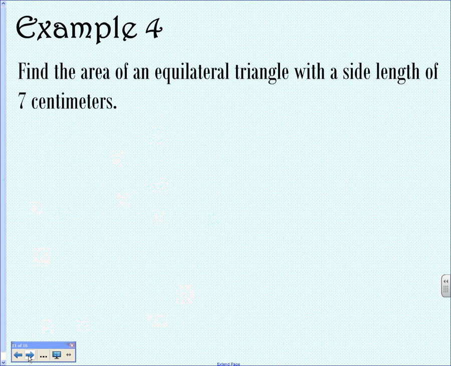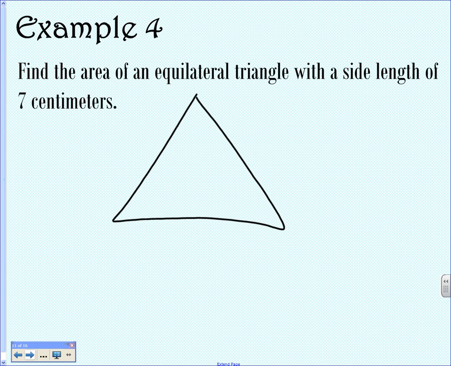Let's look at another example. Find the area of an equilateral triangle with a side length of 7 centimeters. So we're going to practice using the 1/2 ap formula on a triangle just to show you how it will work. You've found how to find the area of a triangle before, right? Okay, but we're going to practice using the apothem. So that's the center.